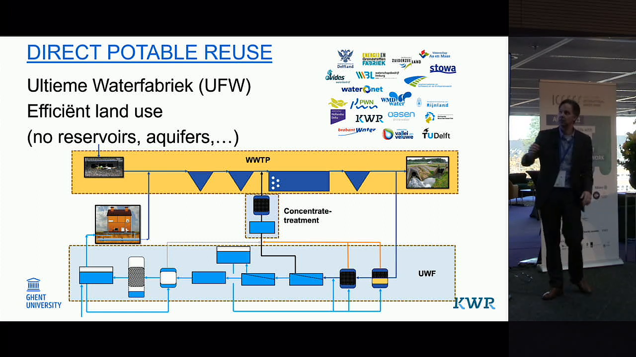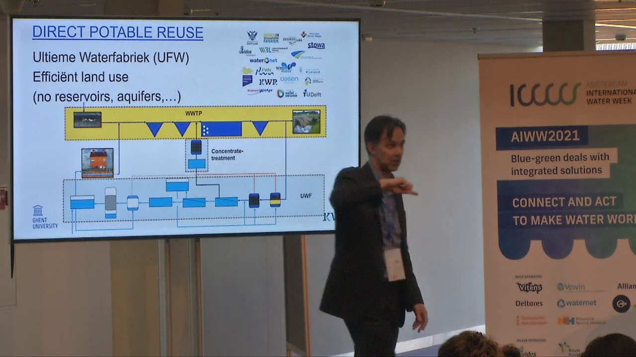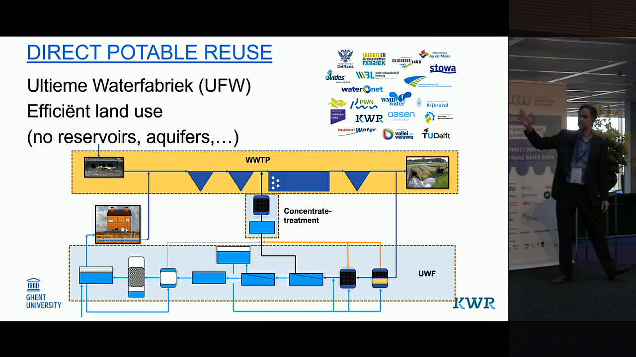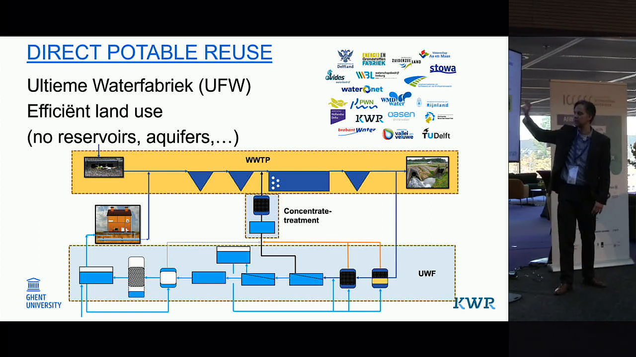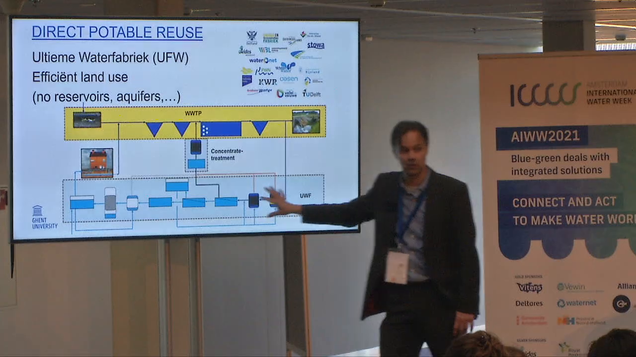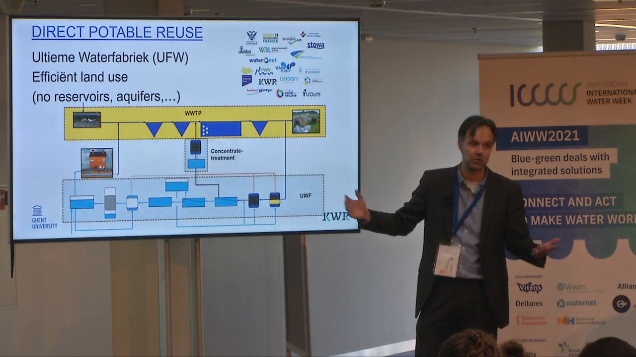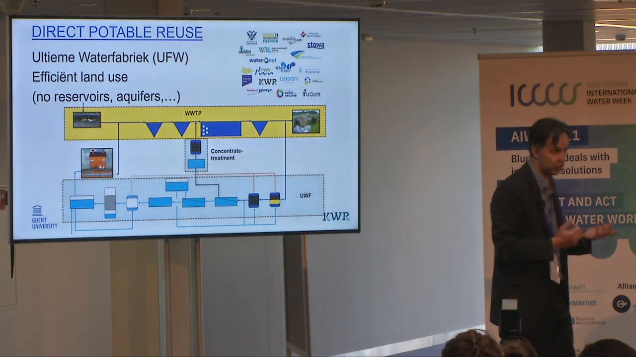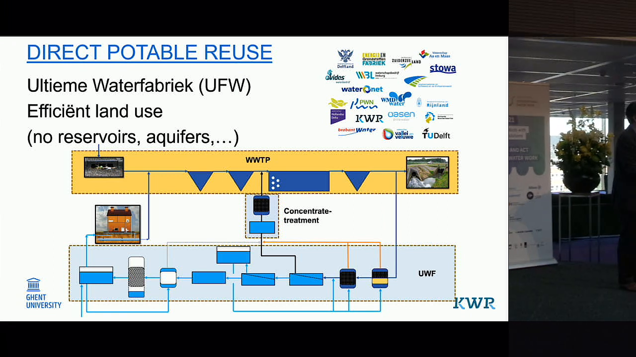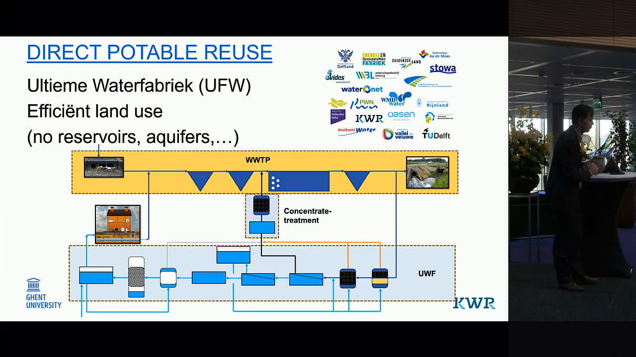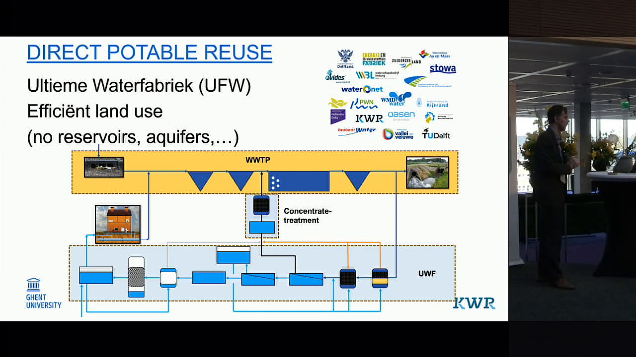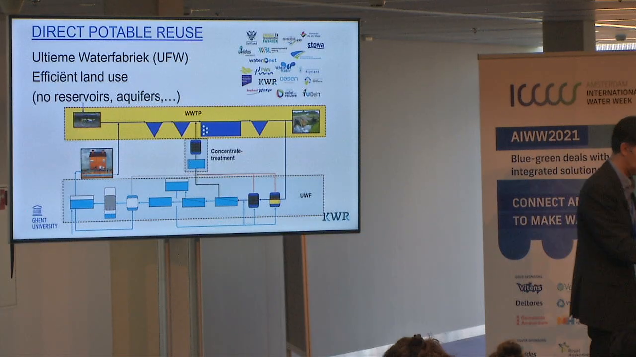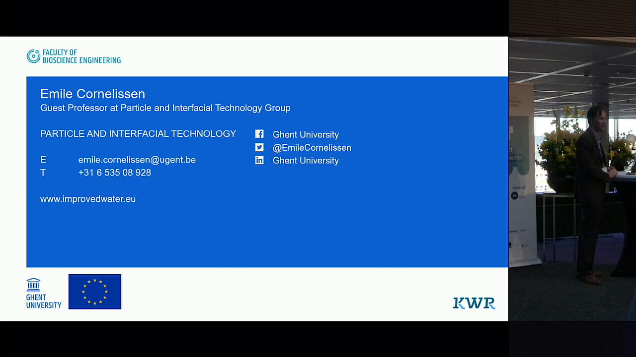One of the advantages of that is efficiency of land use. Remember one of the first slides I presented, the dark red spots on the Belgium map. This is a more efficient use of land. Basically, the wastewater treatment plant, and this is an idea we have for the Ultieme Waterfabriek, process stream, concentrate stream. And there are a lot of partners involved. It's a Dutch initiative, like 9 or 10 water boards are on board, 5 water companies, and a couple of research institutes. And that's it. Thank you for your presentation.